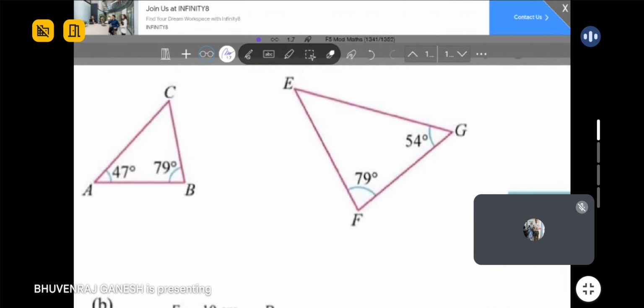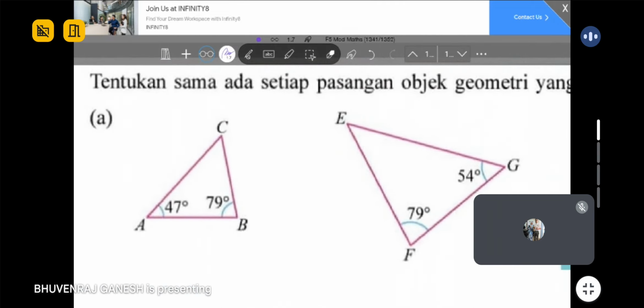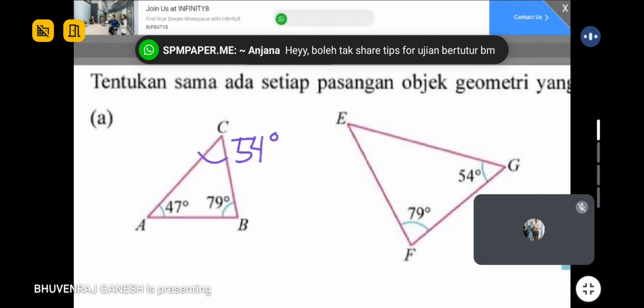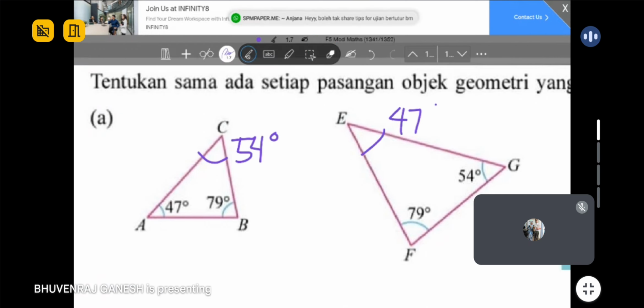But over here, no length. Tak ada panjang kan? But it's okay. We check the angle and see. So if you count and see, kamu kira semua sudut, you will get 54. This one. And this one, you will get 47.